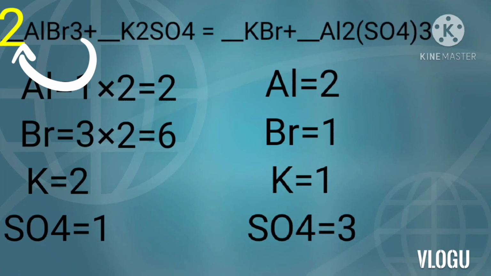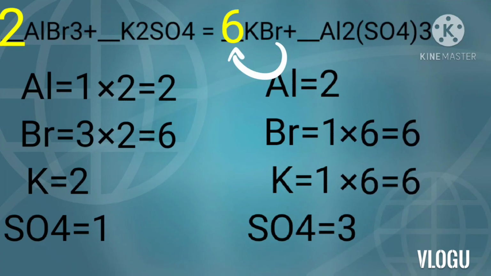Bromine 3 times 2 equals 6. We got our aluminum equal already, so let's fix bromine. On the left, we got bromine 6, so on the right, we have to multiply bromine 1 to 6 and got the product of 6. But bromine was combined with potassium, so we also have to multiply potassium 1 times 6 equals 6.